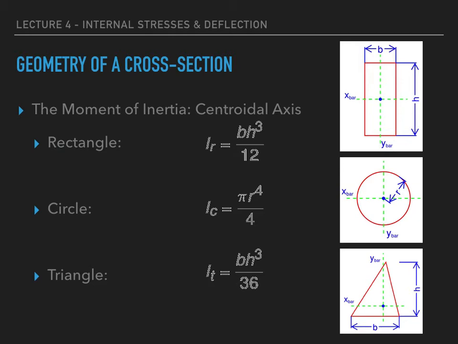So here are the three formulas you might need for this class. If you have a rectangle, it's bh cubed over 12. You notice that's pretty close to bh squared over 6, which was the section modulus. So pretty similar. We'll talk a little bit about why those are similar or different in a second. If you have a circular cross section, it's pi r to the fourth over 4. Triangular cross section, bh cubed over 36.